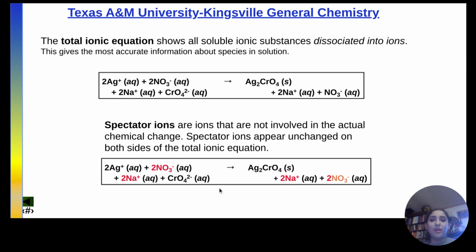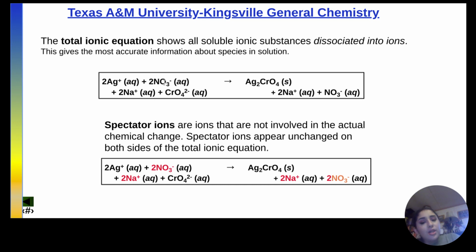The total ionic equation shows all soluble ionic substances dissociated into ions. This gives the most accurate information about what species are in the solution. So now we see we have our charges. Now it's not just the molecular equation. We have the negative and positive charges showing up for our solutions.